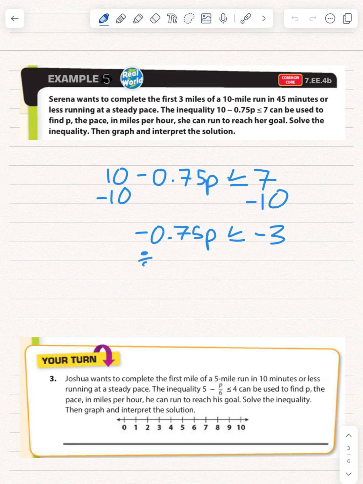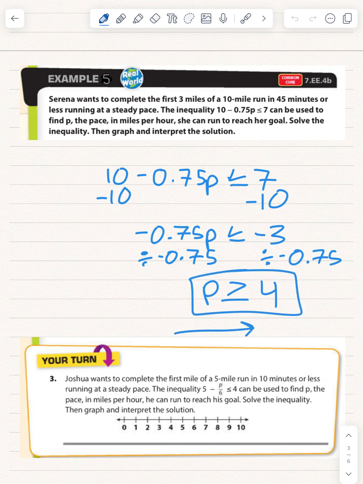All right, and then to undo multiplication, we divide. So we're going to divide by negative 0.75, which we know is also 3/4. If I divide 3 by 3/4, I get 4. And because I divided by a negative, I flip the sign. So if we graph this, we have 4. It's a closed circle at 4. It goes to the right.